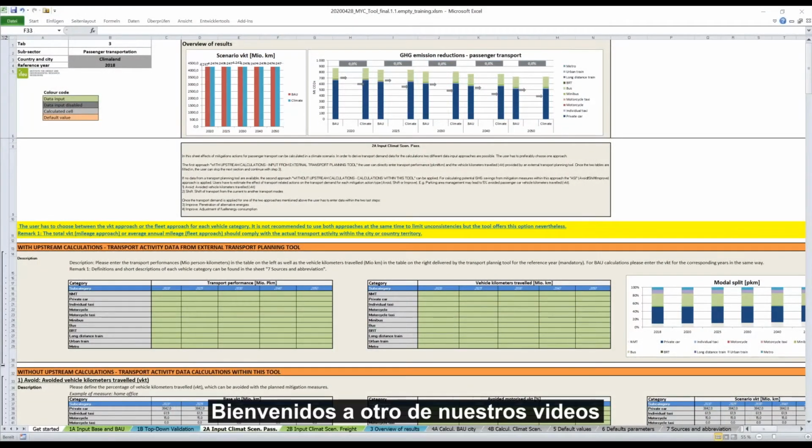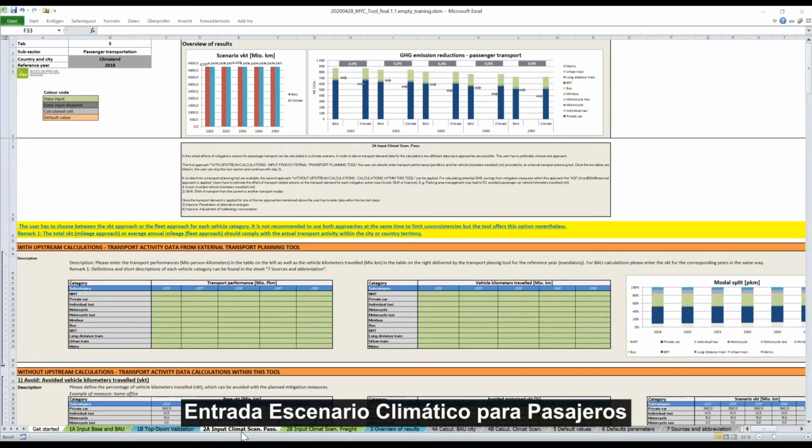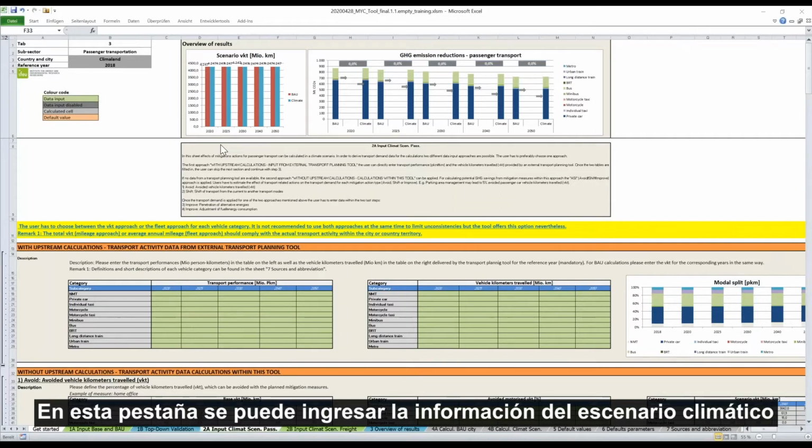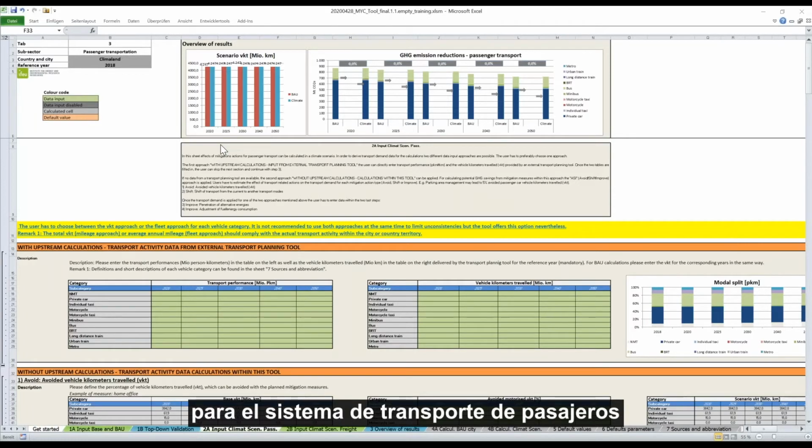Welcome in our third video, where we are looking at the climate scenario. So we will start with the tab 2A, Input Climate Scenario Passenger. In this tab, you can enter the input concerning your climate scenario for the passenger transportation system.